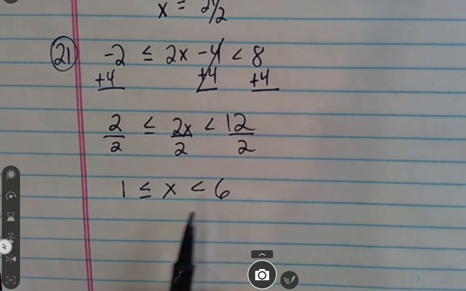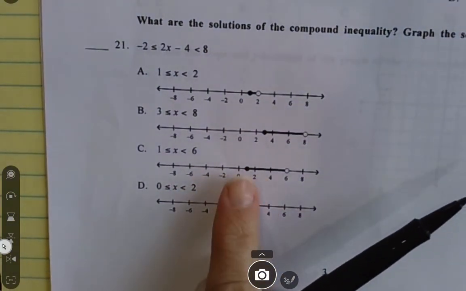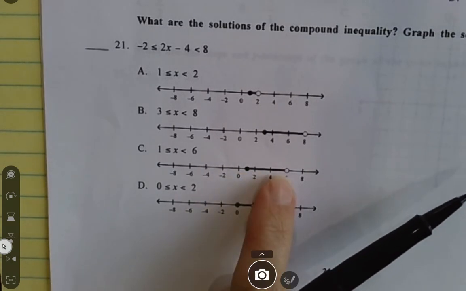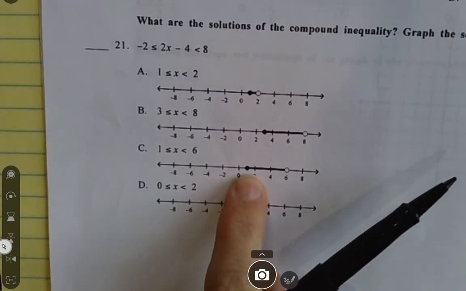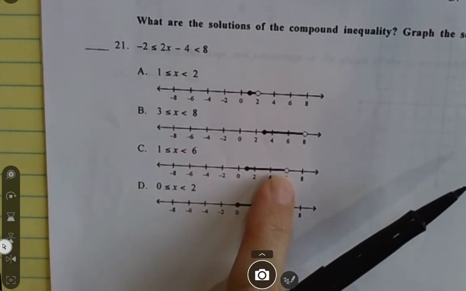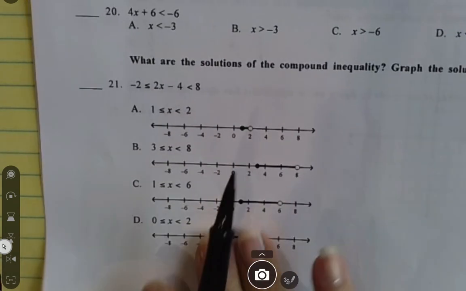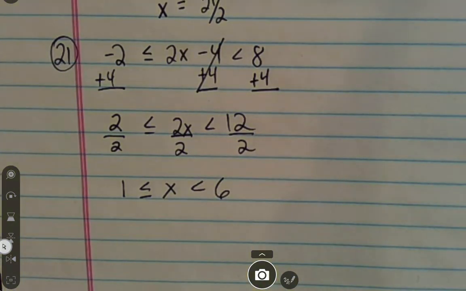Yeah. All right. I'll move this out in just a second. And you can see their graph. X is between 1 and 6. Why did they use a closed circle on 1? Because it's equal. Why did they use an open circle on the 6? It's not equal. Okay, and I'll move it in case anybody needed to write that back down.